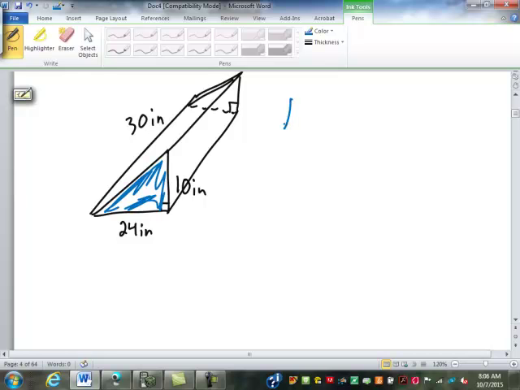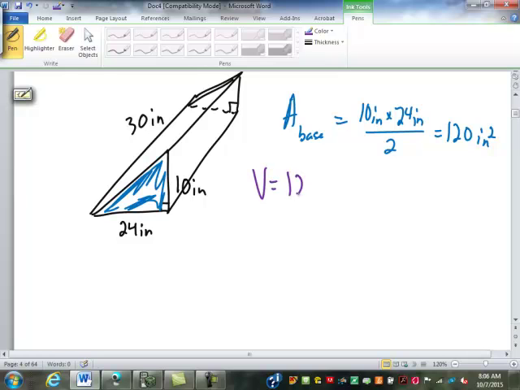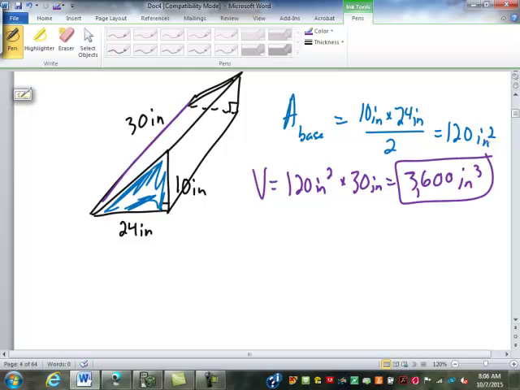The triangle. So the area of my base is 10 inches by 24 inches divided by 2 because it is a triangle. So 120 square inches. Making my volume, the area of that base, 120 square inches, times the 30 inches between bases, otherwise known as 3,600 cubic inches. How many of you had that for the volume? Forgot to divide by 2? Did you guys see what you did wrong, for those of you that didn't get it?